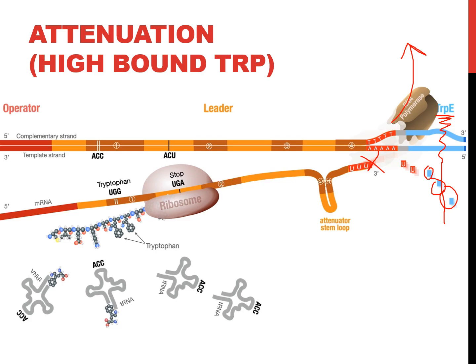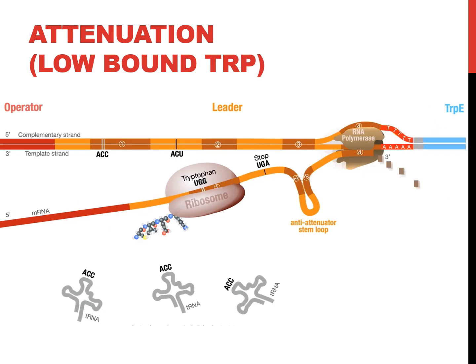Awesome. So that's what happens if there's high bound tryptophan. All right? So no creation of structural genes occurs, so therefore energy is not expended creating tryptophan. All right, let's continue on. So this is a very similar looking image, but now we have low bound tryptophan.